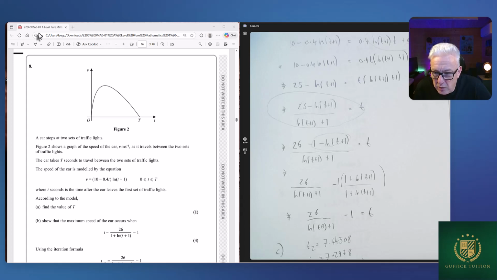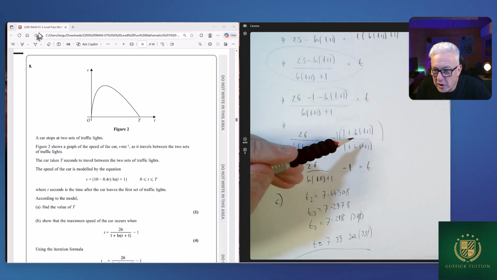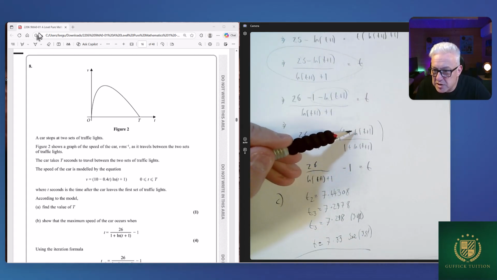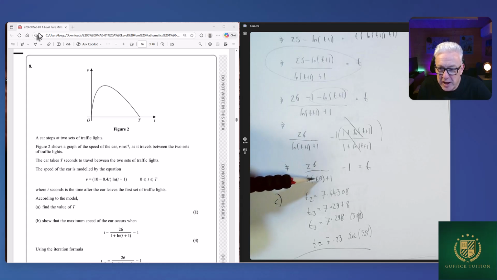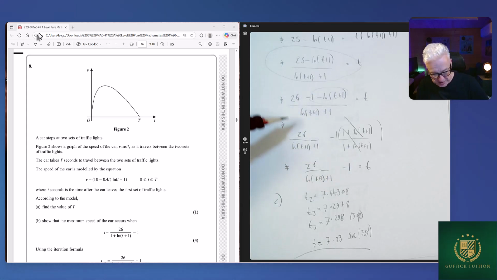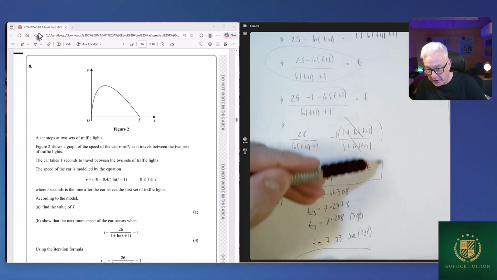Okay, so now what we've got here is the same thing, so this is just 1. That whole thing's going to cancel and become 1. So we've now got t, and we've got 26 over that minus 1 as required. So that was a bit of a horrific thing, but we got it.